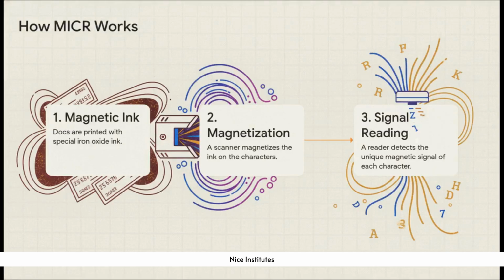The process here is so different from what we just saw. First, the numbers on a check are printed with this special ink that's got iron oxide in it. When you feed that check into a reader, the machine first zaps it to magnetize that ink. Then a little read head passes over the characters and actually detects the unique magnetic signal from each one. It's not identifying a shape, it's reading a magnetic footprint.